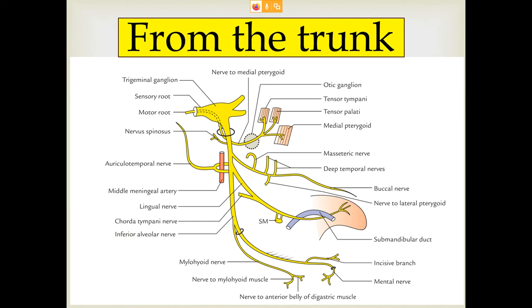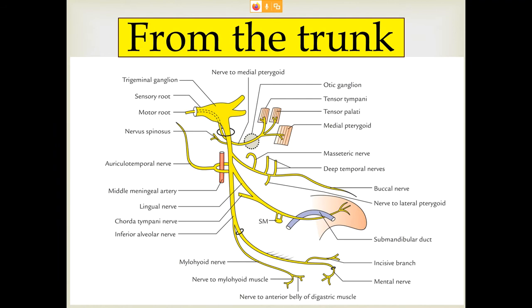The otic ganglion is sandwiched between the nerve trunk and the tensor veli palatini muscle, and the middle meningeal artery lies behind the trunk. After a short course, the trunk divides into a small anterior division and a large posterior division. This was a brief introduction of the mandibular nerve and its two roots. Now, what are the branches coming from the trunk of the mandibular nerve?